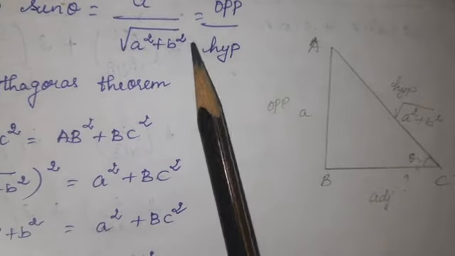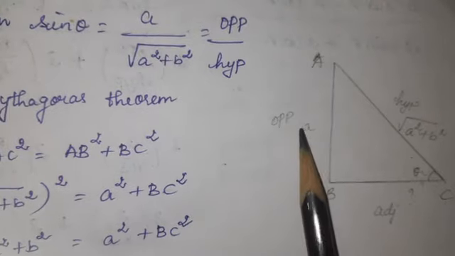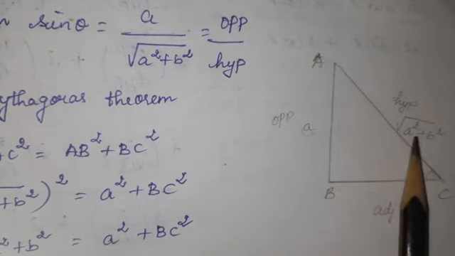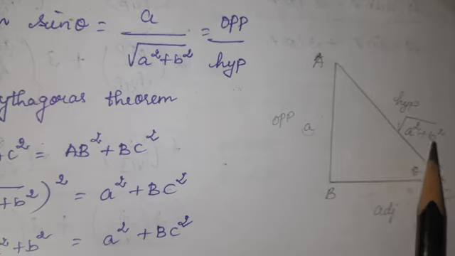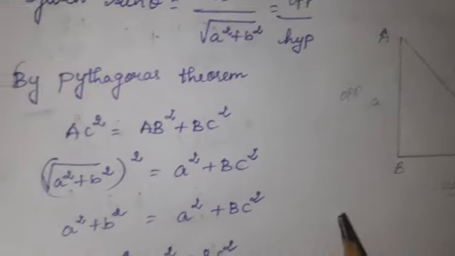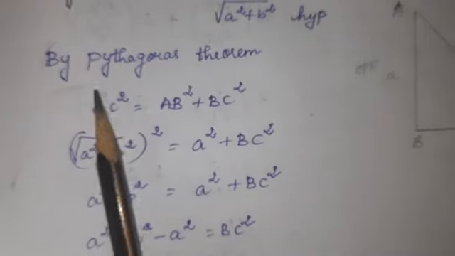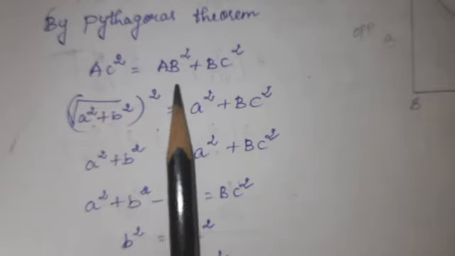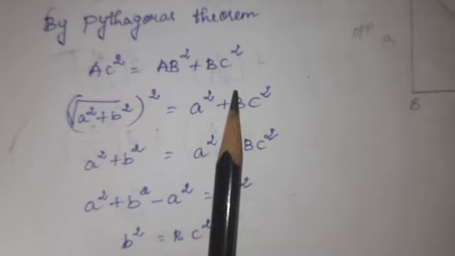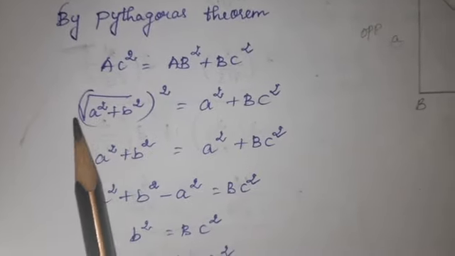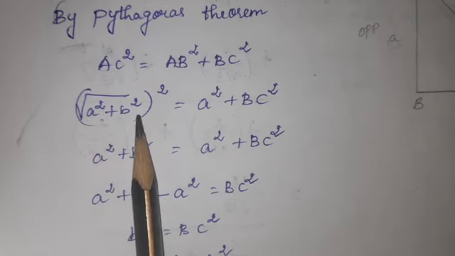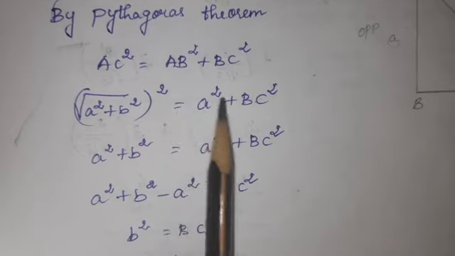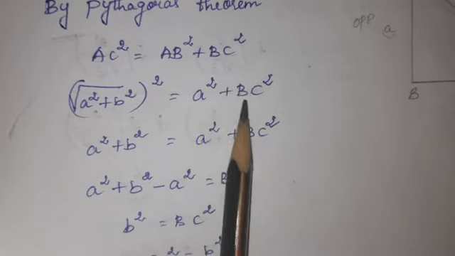We already know that opposite value. Opposite is a, no? In the rough column I have written a. Hypotenuse, here I have written square root of a square plus b square. We don't know the adjacent side. By using Pythagoras theorem, we should find that adjacent side. AC square is equal to AB square plus BC square. AC value is square root of a square plus b square the whole square is equal to AB value a square plus BC, we don't know, so you write the same thing.